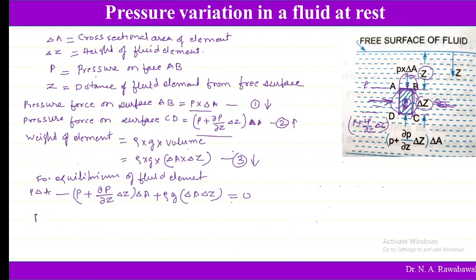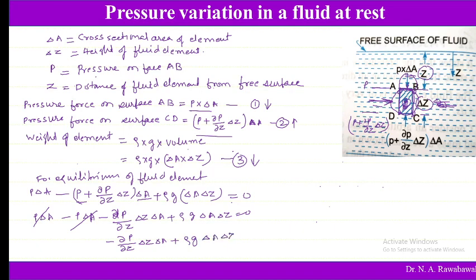Now if we simplify this, P delta A minus P into delta A, multiplying both elements of this bracket by delta A, minus dou P by dou z delta z into delta A, plus rho g delta A delta z is equal to 0. So P delta A minus plus P delta A is going to get cancelled. So what is going to remain is minus dou P by dou Z delta Z delta A plus rho G delta A delta Z is equal to 0.